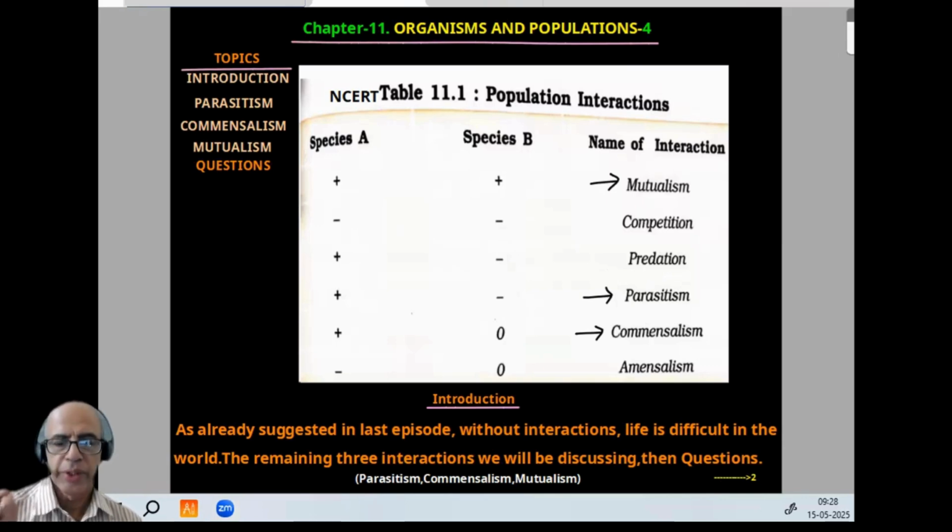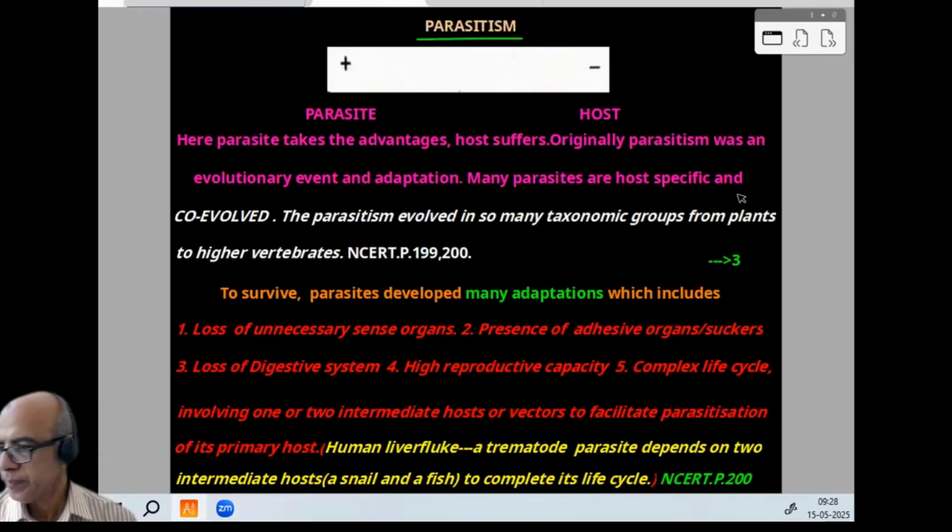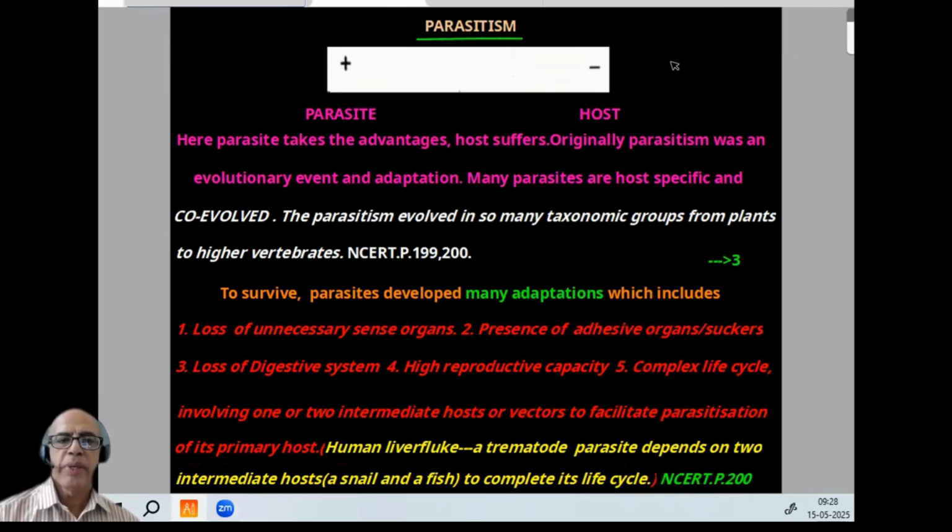Now, as usual, an introduction is needed. We already suggested in the last episode that without interaction, life is difficult in this world. So in this episode, we'll be discussing the remaining 3 interactions: parasitism, commensalism, mutualism. We can proceed to the second page. The parasitism symbol is plus and minus. Here, the parasite takes full advantage.